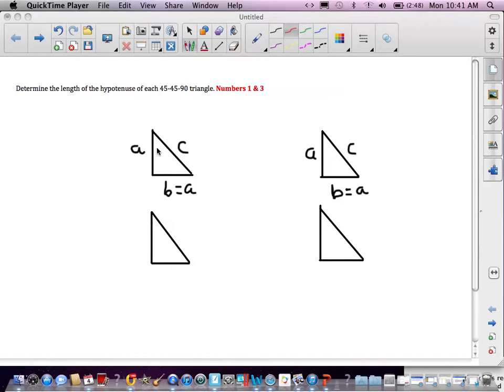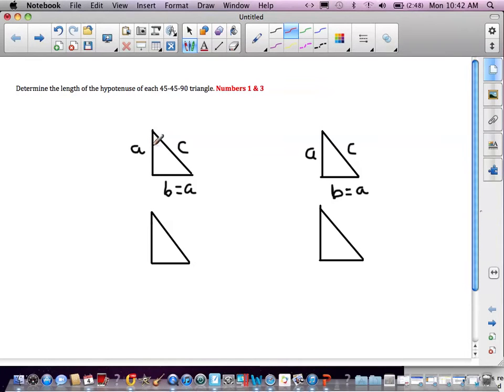If I'm looking at a triangle, right, and it's going to be a right triangle, in that case, I have a 45-degree angle, and another 45-degree angle. And then I have my 90-degree angle, right? Because this is a right triangle, so I have 90.